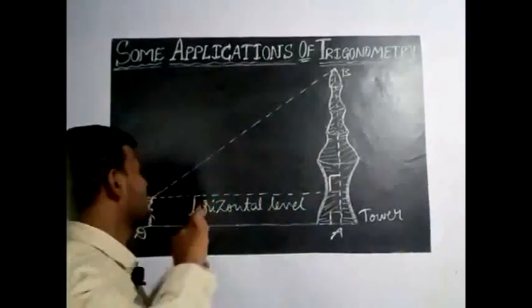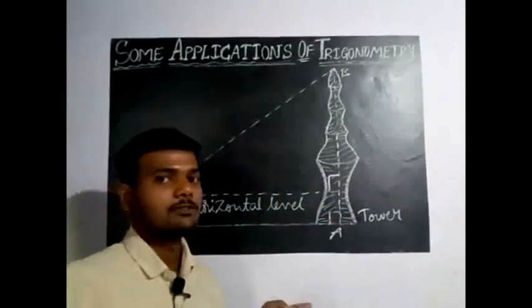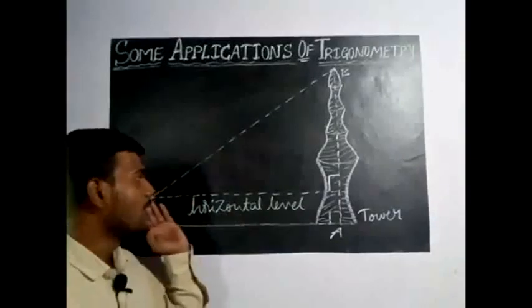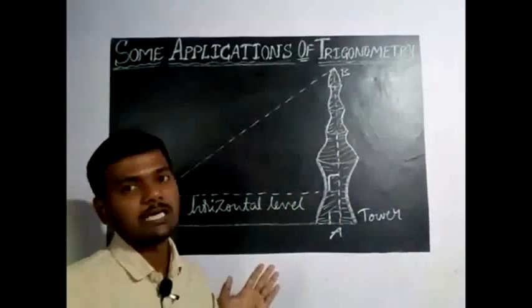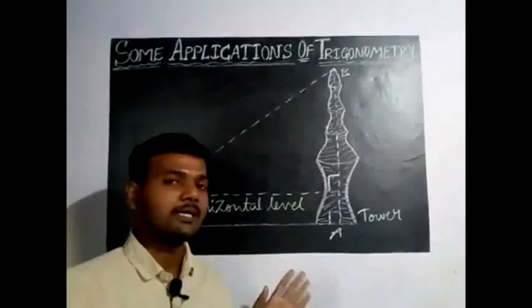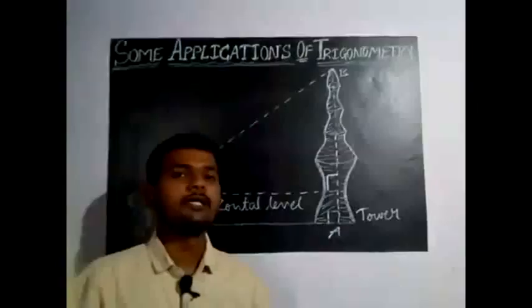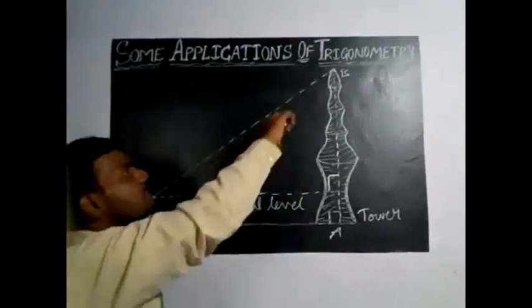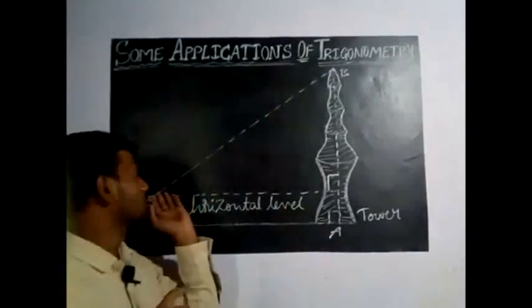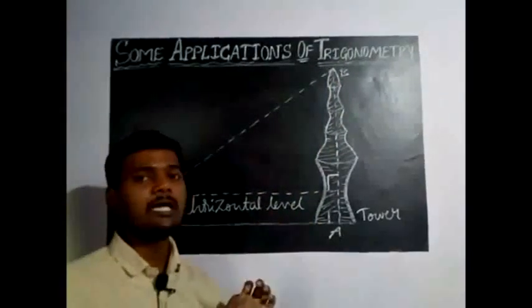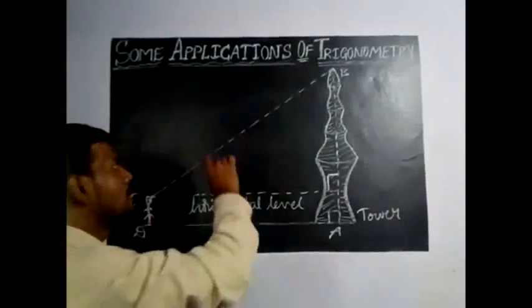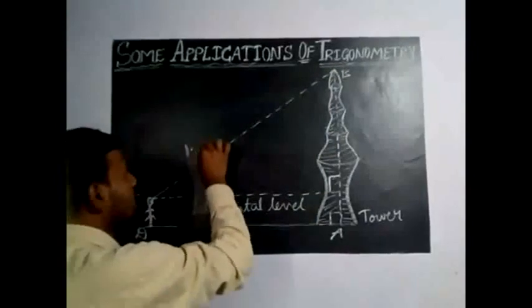Okay, the horizontal level is the line drawn parallel to the ground from the eyesight of the man standing a short distance from the tower or any building. Now here an imaginary line is drawn from the eyesight of the observer to the top of the tower. Okay, and this line is known as the line of sight.